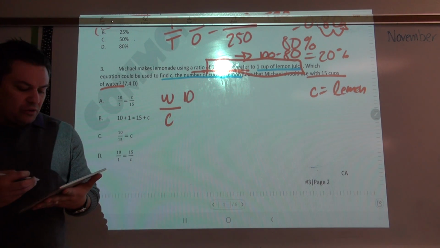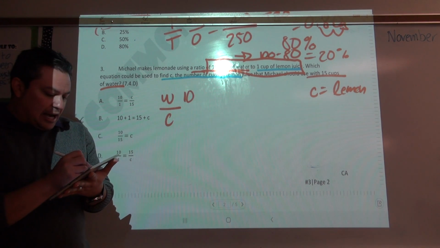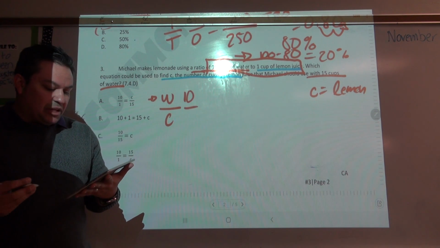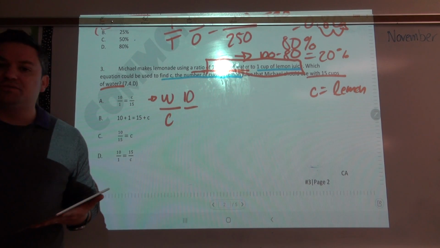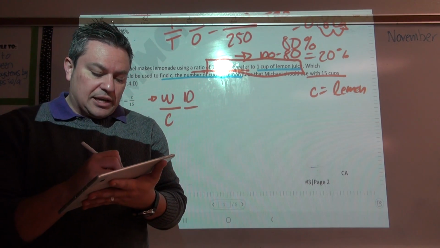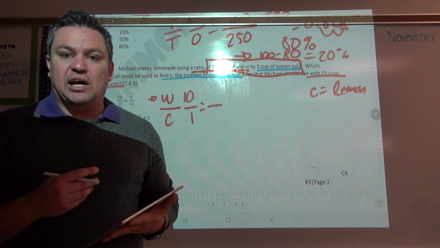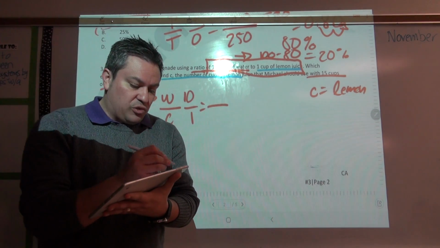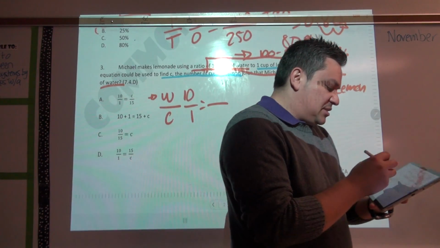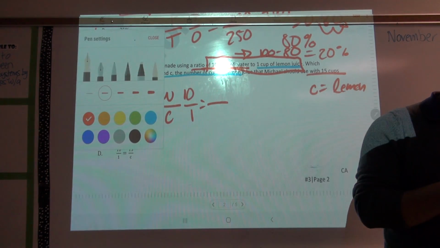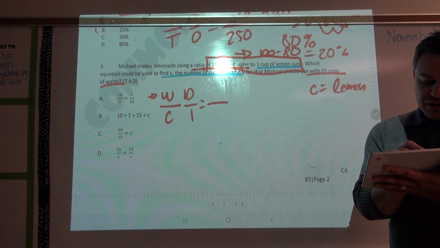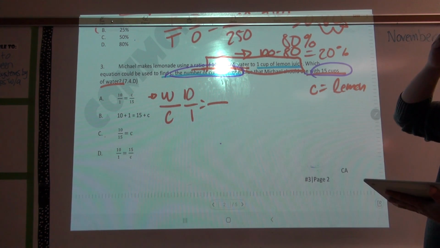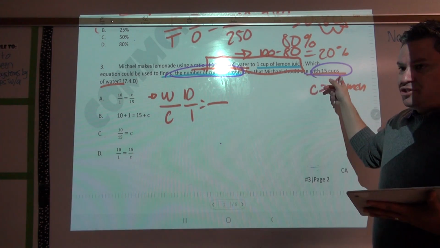How many cups of water do I have? 10. And I have water on top, so that's why I'm going to put it on the top. And how many cups of lemon juice do I have for 10 cups of water? 1. That goes on the bottom. Then I'm going to put in my equal sign and my other fraction. Now this is where we go to find our next ratio, the one that we're trying to find. My next ratio is missing the lemon juice, but we know the cups of water. So the purple is my other ratio.